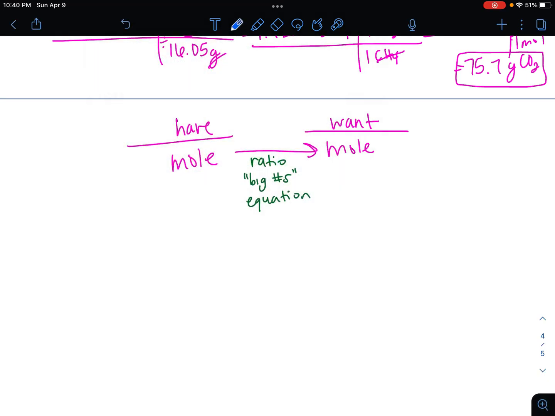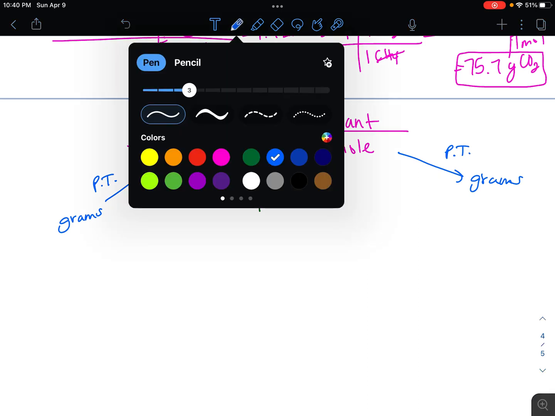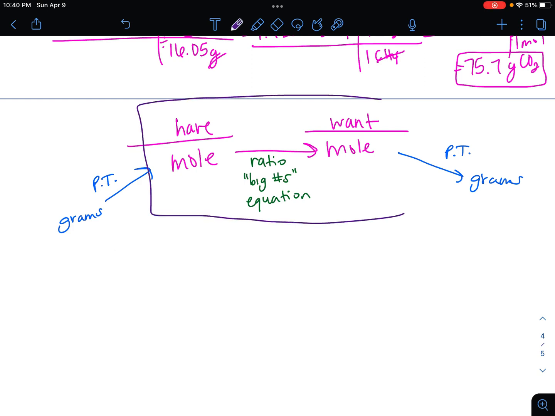And then the only other thing you have to do is sometimes, if it starts with grams, you just have to use your periodic table to convert to moles. And then sometimes if we want grams as our final answer, then you just have to use your periodic table to convert into grams, right? But our biggest thing is this right here. We're just using our balanced equation to go from what we have to what we want.